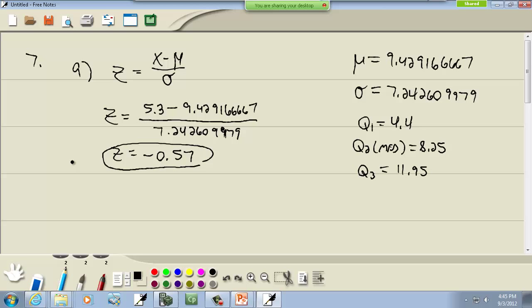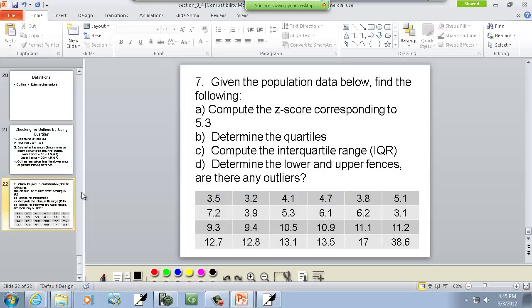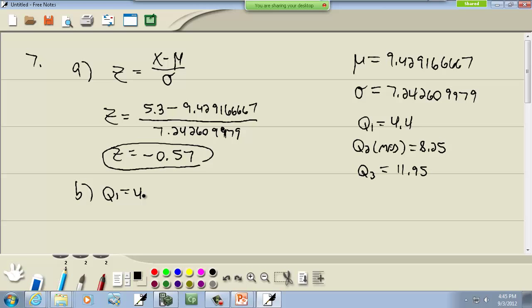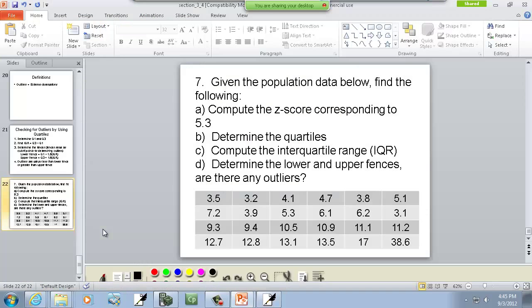Okay, let's see what B is. B is determine the quartiles. That one's easy. Q1 is equal to 4.4. Q2 is 8.25, and Q3 is 11.95. C, compute the IQR.